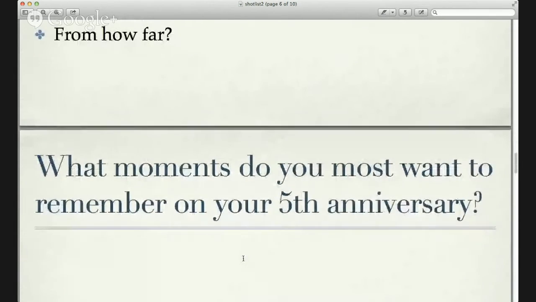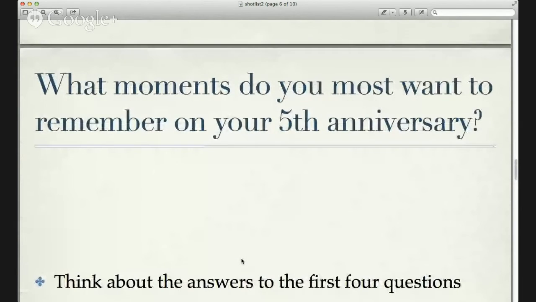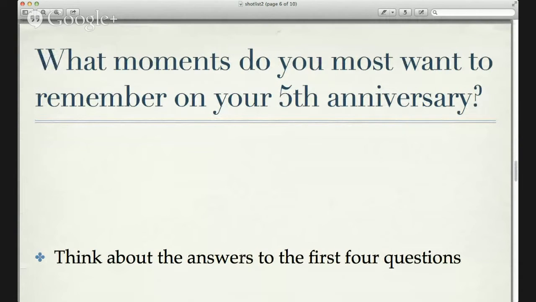Okay, now what it really boils down to with the shot list is what moments do you most want to remember on your 5th anniversary? So picture on your 5th anniversary, you're popping the DVD in the player and you're sitting on the couch eating popcorn and remembering your wedding. And while you're going through all the planning, you really do think you're going to remember everything, but some of those memories start to fade.